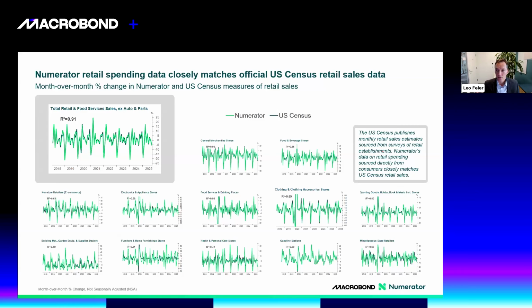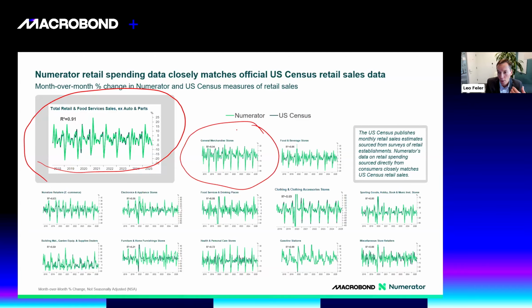So just to give you a sense of how closely Numerator data is going to match with government data, you can see here in every one of these categories what's happening to total retail and food services sales, excluding auto and parts, which we don't track, sales from dealerships. But you can see how closely the Numerator data in light green and the US Census data in dark green track each other. You can see this specifically by type of retailers. So general merchandise stores is going to be places like Walmart and Costco. Food and beverage stores are going to be grocery stores. You can see how closely Numerator data is tracking with government data. This is going to be the data that we're going to be looking at when we're looking at how low, middle, and high income consumers are shopping.